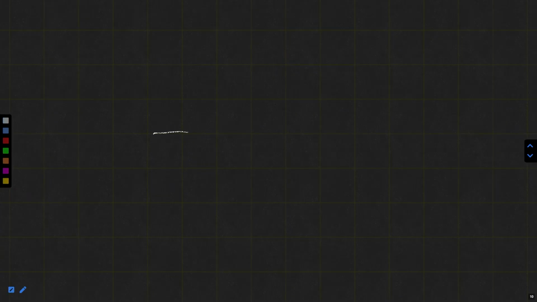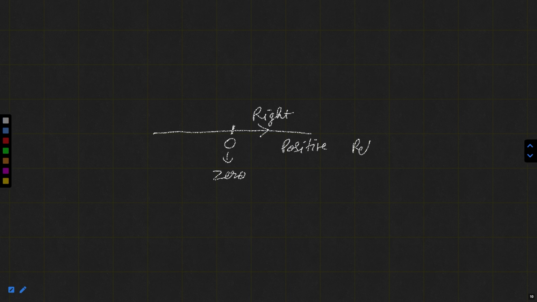first we have a line, we put our origin, and here we say is the zero number. Okay, it is a whole number or integer or a rational number also. Right side to it are positive real numbers. Here, left side to the 0 are negative real numbers.